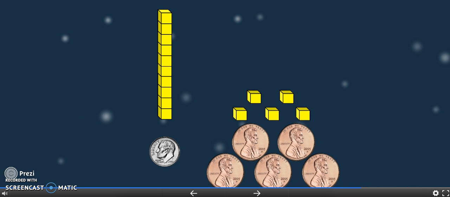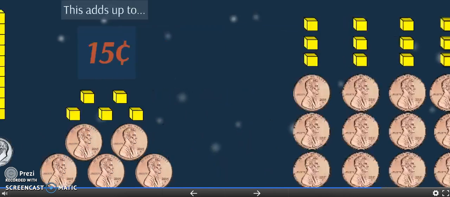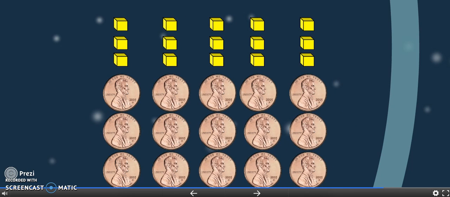We can do the same thing with 5 pennies instead of a nickel. Therefore, again, it adds up to 15 cents. Or we can get a little crazy and have 15 pennies to add up to 15 cents.